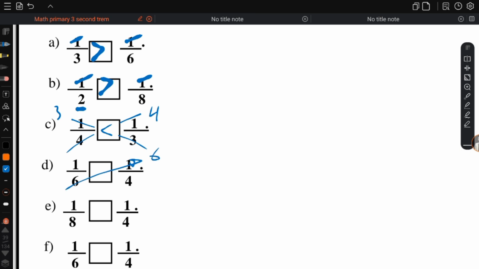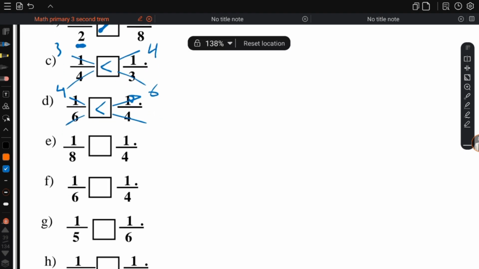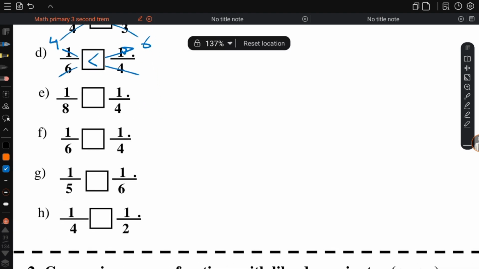6 times 1 will be 6, and 4 times 1 will be what? 4. Which one has more? Yes, mister, I see that 1 over 4 is greater than 1 over 6, okay, because 6 is greater than 4. Okay, you can solve this by yourself, E, F, G, H to test yourself.